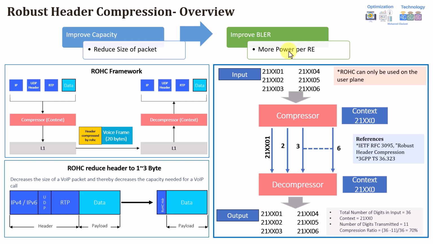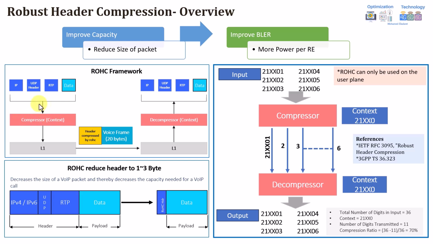So the main advantage here is that you are improving the capacity in general because you are reducing the packet size, and you're improving your uplink performance, especially block error rate and coverage as well. So this is the general idea on the left here. If you look at the left as a general high-level concept, you see, for example, this is the compressor and this is the decompressor, the sender or receiver.